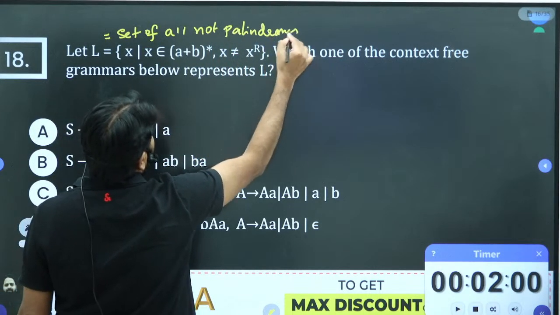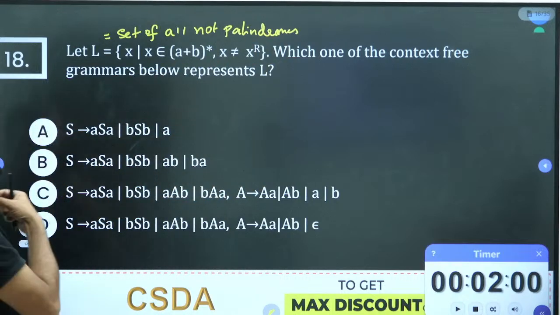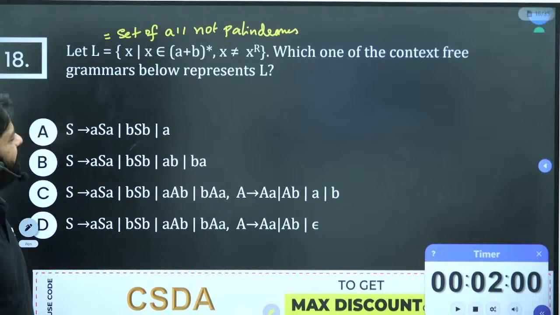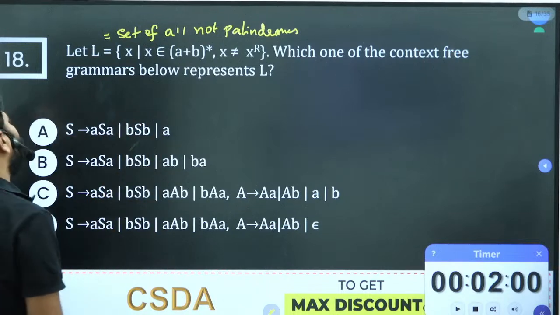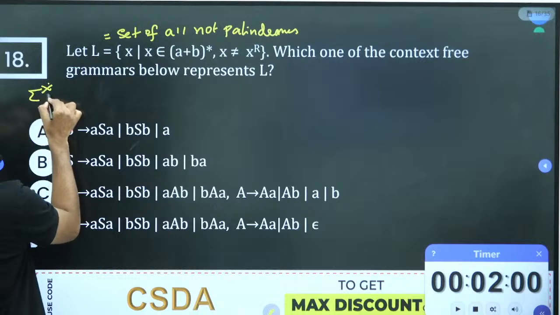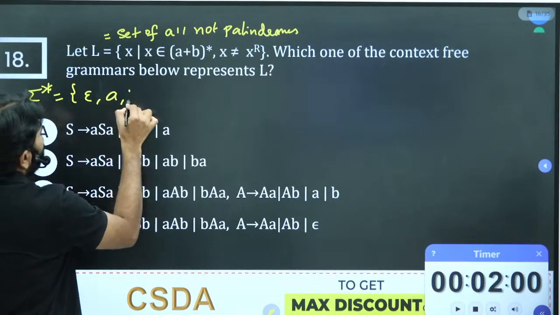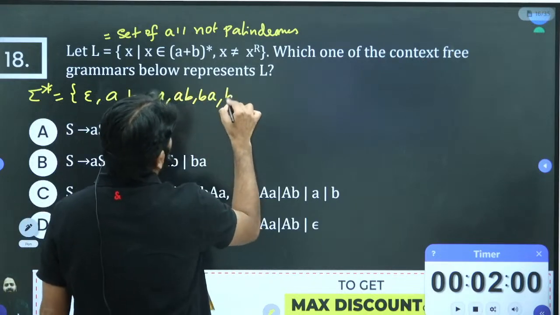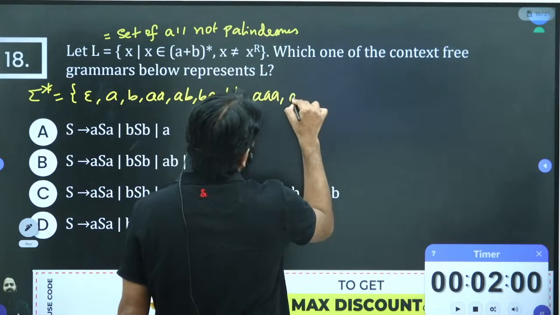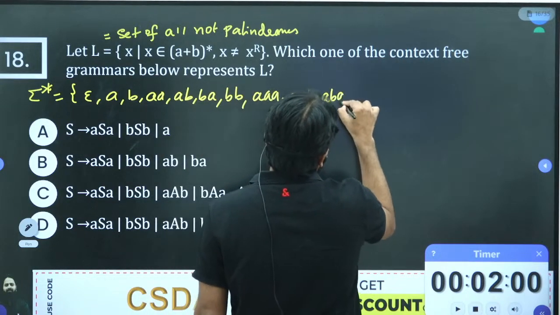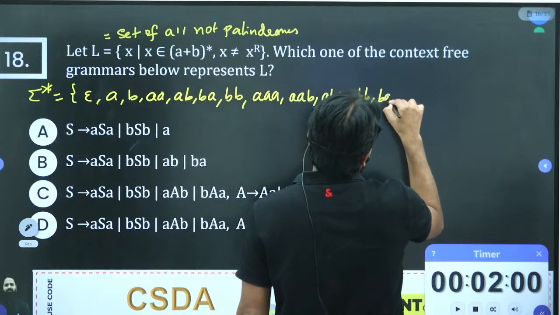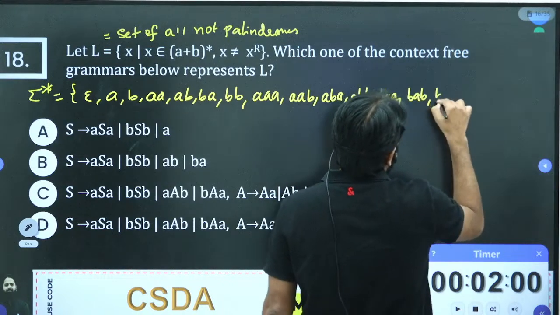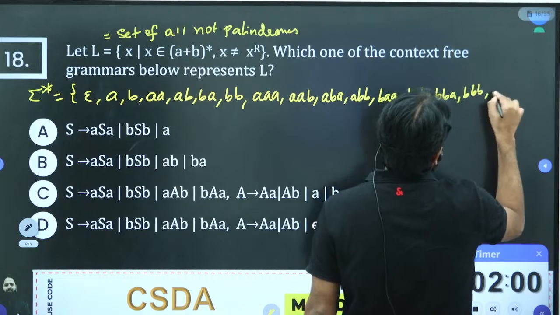Eighth question. Which of the given grammars generate the same language? Set of all non-palindromes. And now, in that set, if we take the sigma star, can you tell me who are palindromes, who are not palindromes? Then you can easily understand. Let me write up to length 3 so that you can easily do it. Okay, I'm just taking up to length 3.